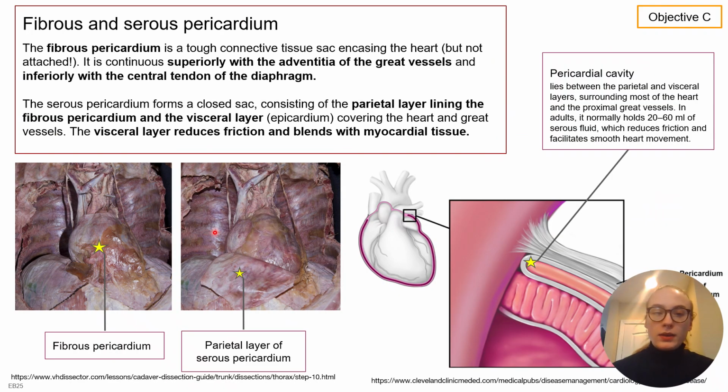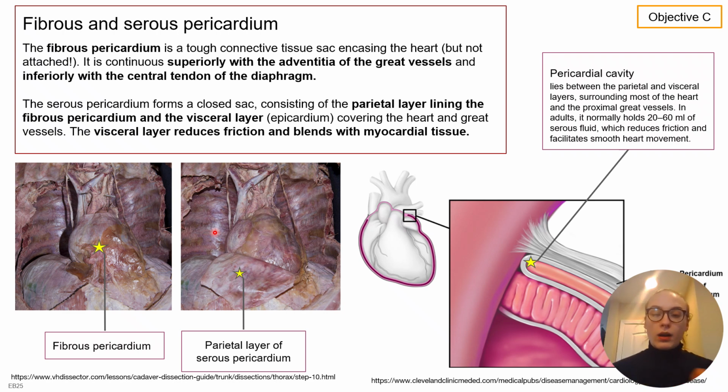So talking more about this fibrous and serous pericardium, the fibrous is this tough connective tissue sac encasing the heart. It's not really attached to the heart, however. It's actually attaching to the adventitia of the great vessels coming out of the heart and going into the heart, and inferiorly with the central tendon of the diaphragm. So this kind of anchors the heart in the mediastinum.